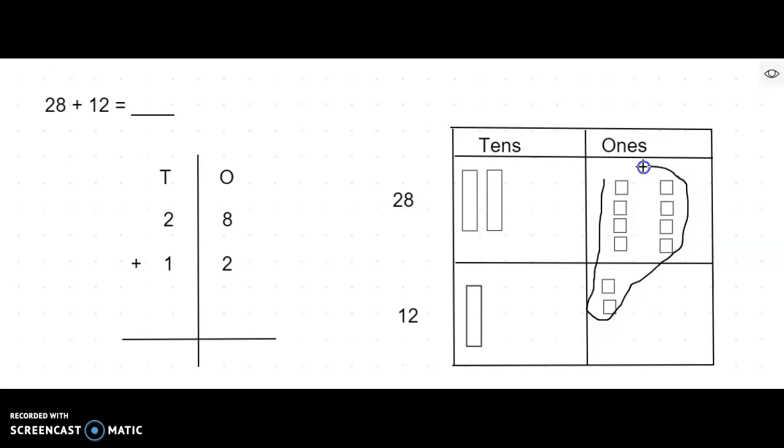So I'm going to circle these 10 ones, and I'm going to bring them over to the 10 side, just like I did last time, and make that new 10. So I've grouped these 10 ones and made my new 10. But I'm noticing something. What do you notice? Do you notice anything interesting here?